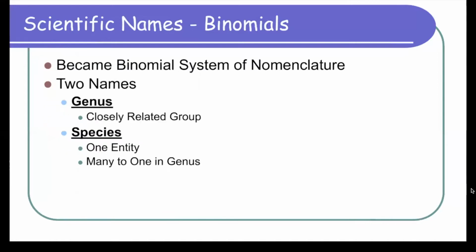This resulted in the creation of the binomial system that we know today, which has the genus first, and that's the closely related group. They usually have a lot of similarities within the leaf types, bark, etc. And then we have the species, which is one entity. And there are many species within each genus.